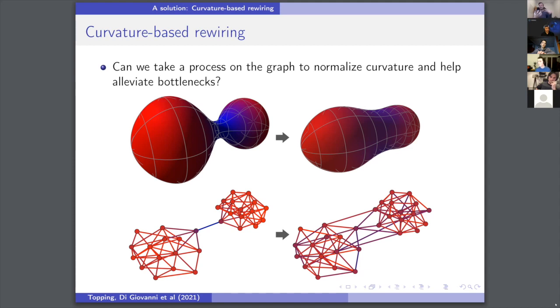I just don't have a way of thinking about how we trade off these two ways of addressing bottlenecks, and if that even makes sense.